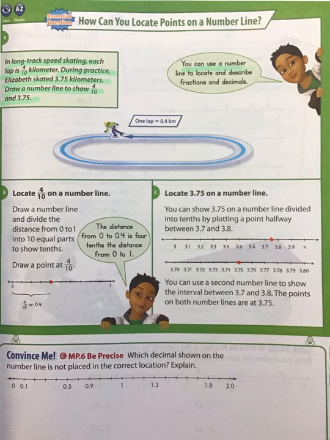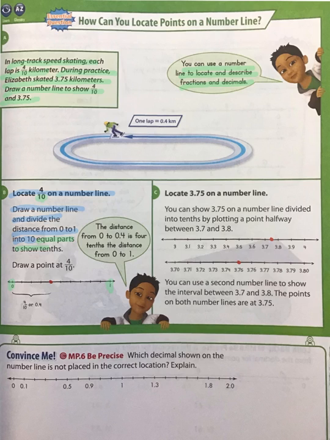You can use a number line to locate and describe fractions and decimals. So first, we're going to locate 4/10 on a number line. We're going to draw a number line and divide the distance from 0 to 1 into 10 equal parts because 10 is our denominator to show tenths. So we have 0 here, we have 1 here. In between, we have 10 equal parts.